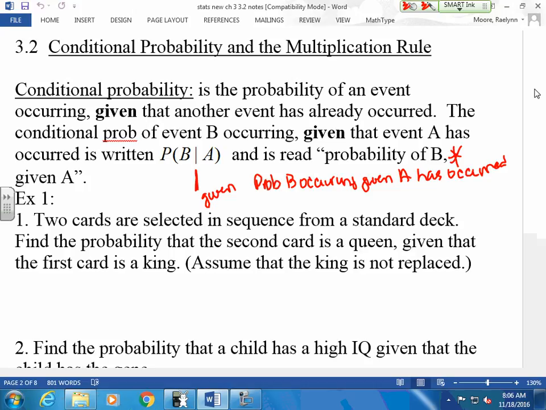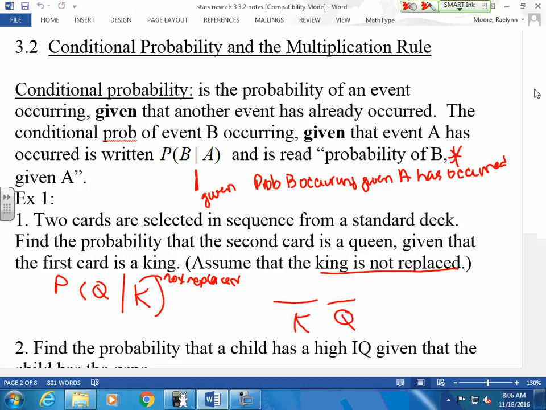So 2 cards are selected in sequence from a deck. Find the probability that the second is a queen. I want a queen given the first is a king. And assume the king is not replaced. You have to know how to write out your probabilities. So this says the probability that a queen is drawn given that a king was drawn. So we have 2 things that happened. The king was drawn, then the queen was drawn.